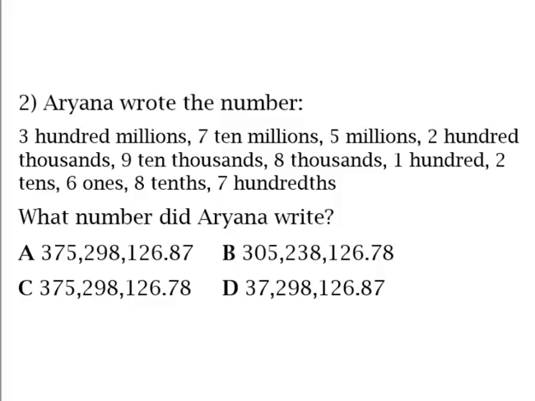Ariana wrote the number 300 millions, 7 10 millions, 5 millions, 200 thousands, 9 10 thousands, 8 thousands, 100, 2 tens, 6 ones, 8 tenths, and 7 hundredths. What number did Ariana write?